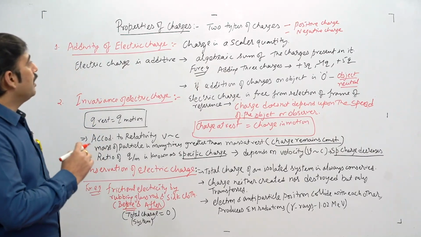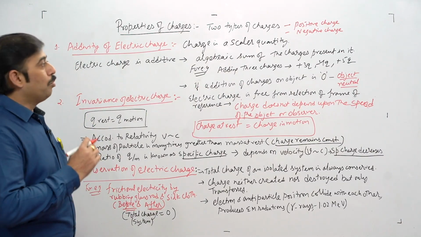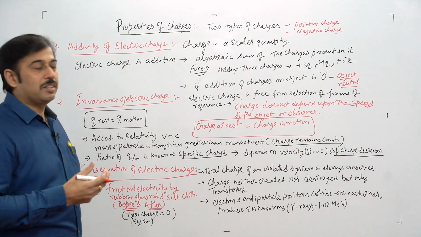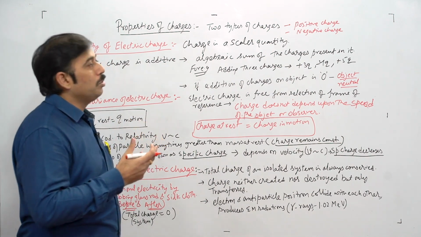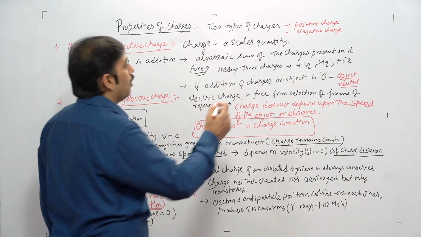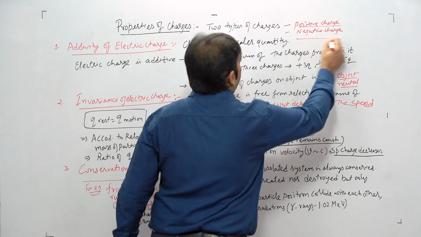So students, now we'll study the properties of charge. What we have discussed so far is how we can initiate charges on a conductor, and now the properties of charges include, again, the same thing: there are two types of charges we have discussed earlier, the positive charge and the negative charge.